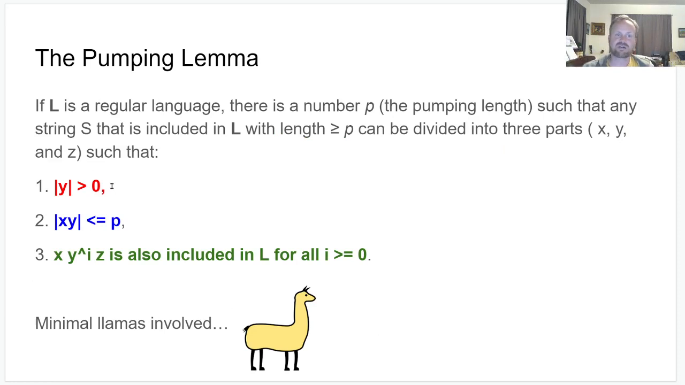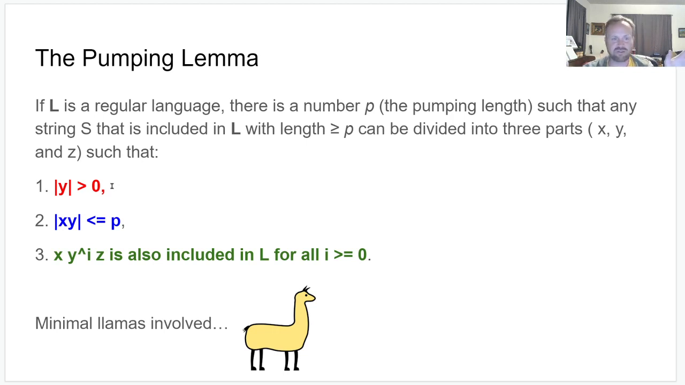We did so by following this ultra math-y looking thing. If L is a regular language, so we assumed that it was, there's some number P, some arbitrarily large number, such that a string S that is included in L has a length greater than P. So we made a^P b^P, so the length would be greater than P, and it's included in L.